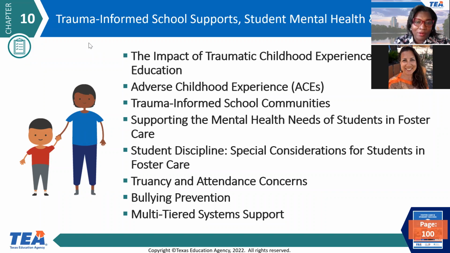Some of the topics and headings in chapter 10 are the impact of traumatic childhood experiences on education. We also speak about adverse childhood experiences, ACEs. This is very important information to help our students in foster care who have gone through traumatic experiences. So we wanted to provide you with information on how to best assist those students. Some other topics are trauma-informed school communities, supporting the mental health needs of students in foster care, and then student discipline. Any special considerations for students in foster care, truancy and attendance concerns, bullying prevention, and multi-tier systems of support. So all of these are within chapter 10. We wanted to make sure that we provide this pertinent information for you to assist those students. So chapter 10 begins on page 100.